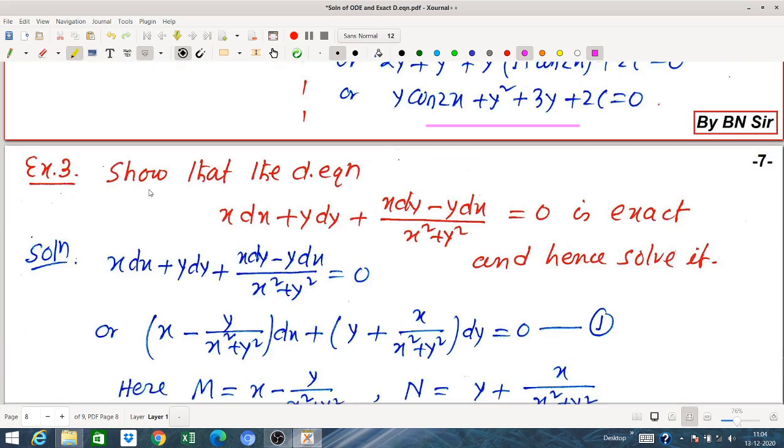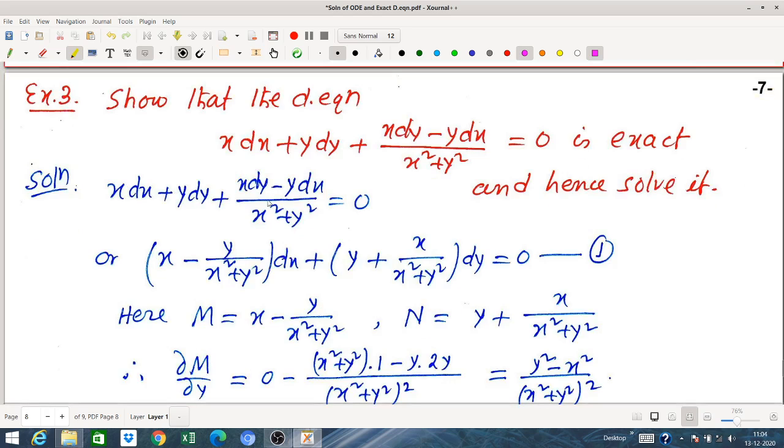Now let us see example number 3. Show that the differential equation (x dx plus y dy) plus (x dy minus y dx) by (x square plus y square) equal to 0 is exact, and hence solve it. Our chapter is exact, so we have to check whether it is exact or not, and then solve. So this is not in M dx plus N dy form.